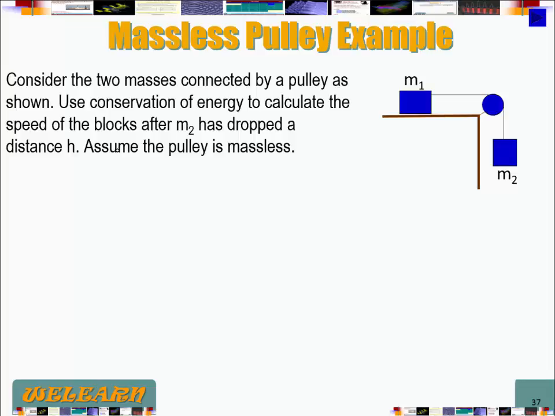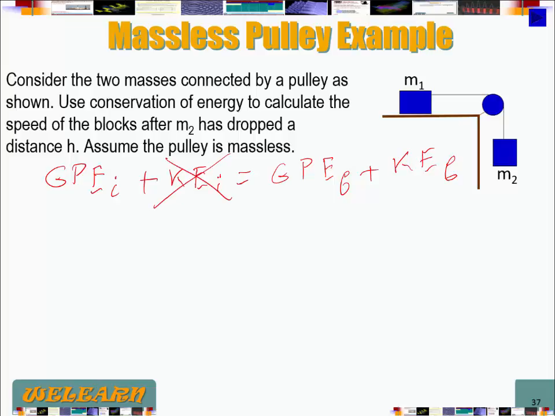So what do we have here? Conservation of mechanical energy, which says gravitational potential energy initial plus kinetic energy initial is equal to gravitational potential energy final plus kinetic energy final. In this case, since both masses are going to start at rest, initial kinetic energy is 0. Initial gravitational potential energy, if our mass is going to be dropped a distance h, I mean from the bottom here, h, then we have an initial gravitational potential energy of m2 g h.